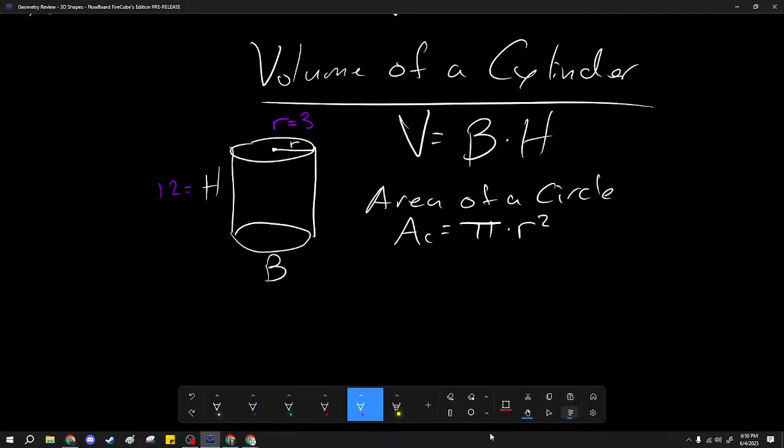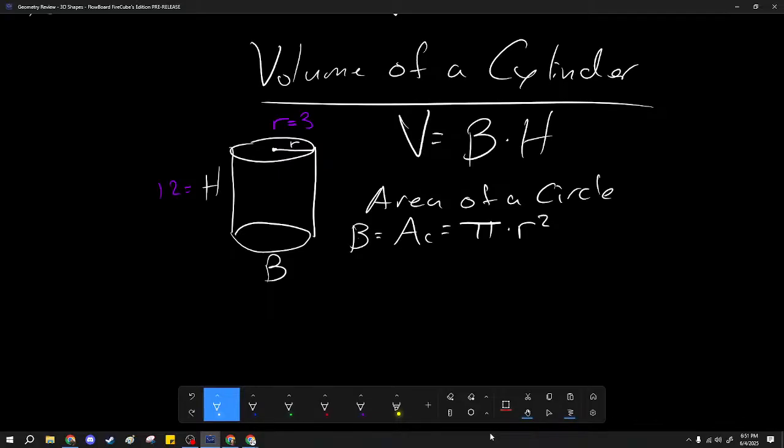The volume formula requires us to find the area of the base, so the area of the circle, and then multiply it by the height. So we plug what we know into our area function. In this case, the area of the base, our capital B, is now changed. The capital B will always change depending on the shape of your base. Capital B is the area of the base.